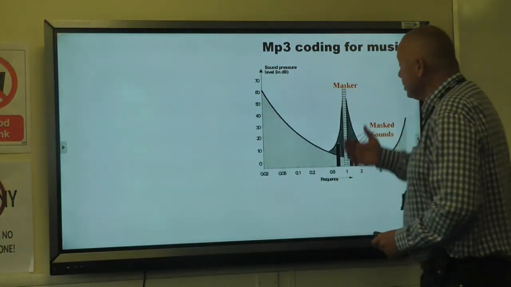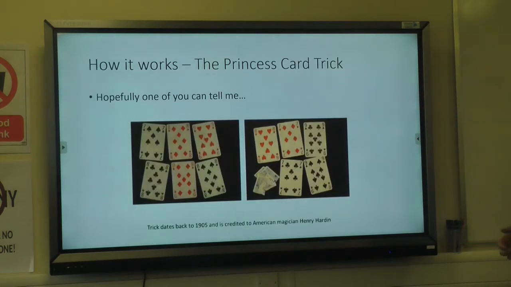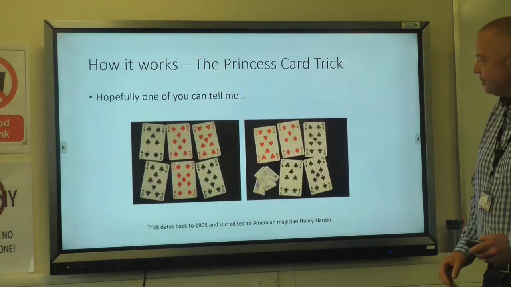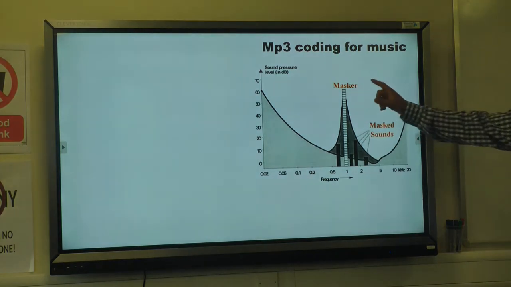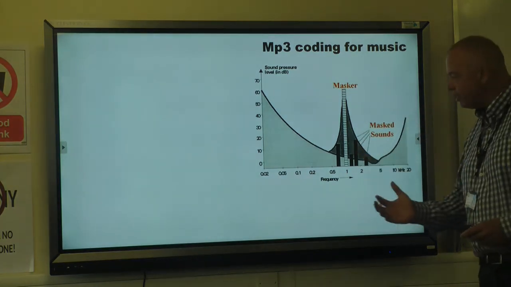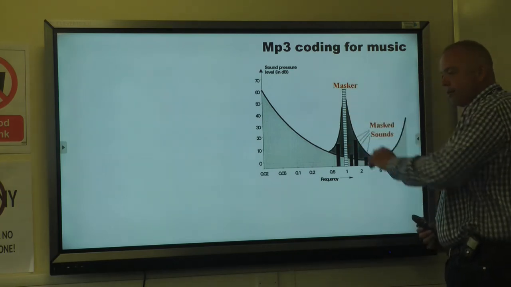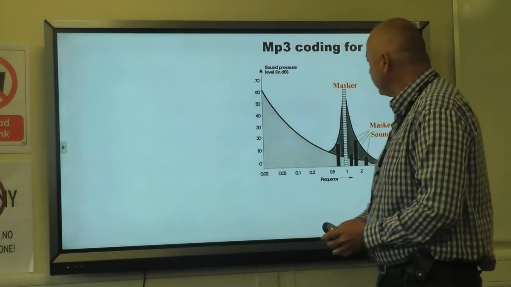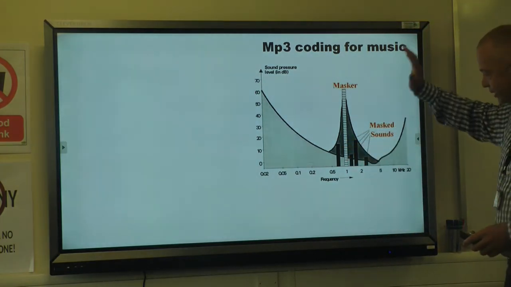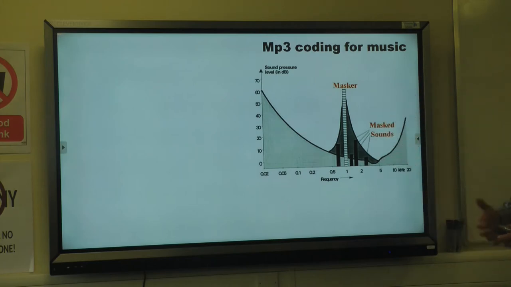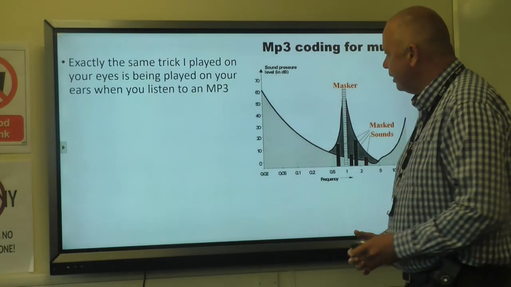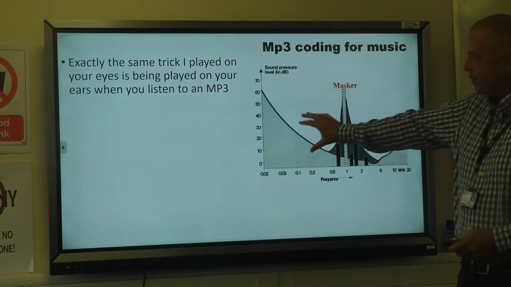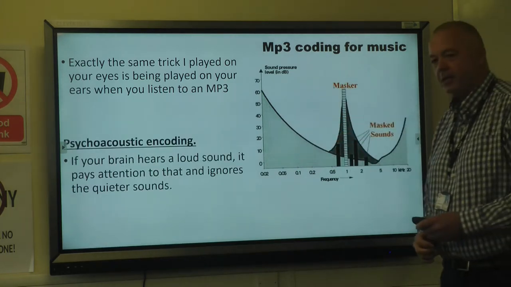So what we do, we concentrate on what's important to us, in the same way that before, we concentrated on the card that we were interested in, and we didn't really look at all the others, we didn't memorise all the others. So you'll concentrate on this big drum, and you won't hear all the other sounds. These are called masked sounds. They're hidden from us, because we've got this big, loud, important sound in the middle. Therefore, we can get rid of them, take them out of our MP3, which reduces the amount of data we need to store. It's exactly the same thing as we did with the cards, but this time on your ears. And it's called psychoacoustic encoding.